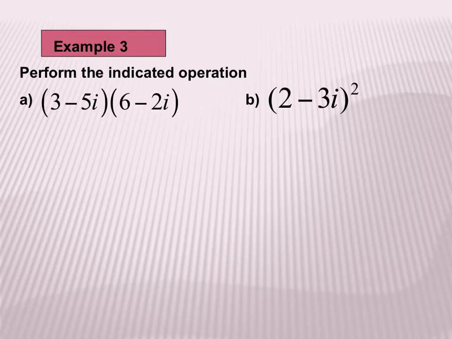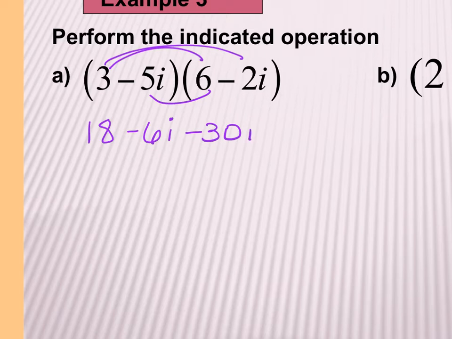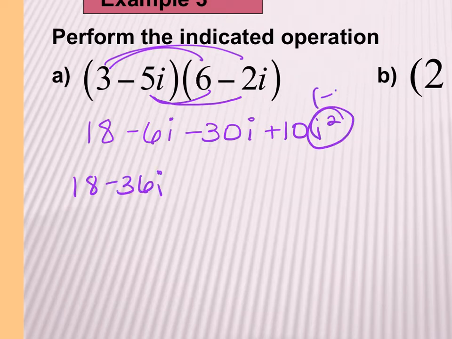Again, perform indicated operation. So for A, 3 times 6 is 18. 3 times negative 2i is negative 6i. Negative 5i times 6, negative 30i. Negative 5, negative 2 is positive 10i squared. Combine my like terms, so it's negative 36i. I squared becomes negative 1, and that becomes minus 10. And then 18 minus 10 is 8 minus 36i.